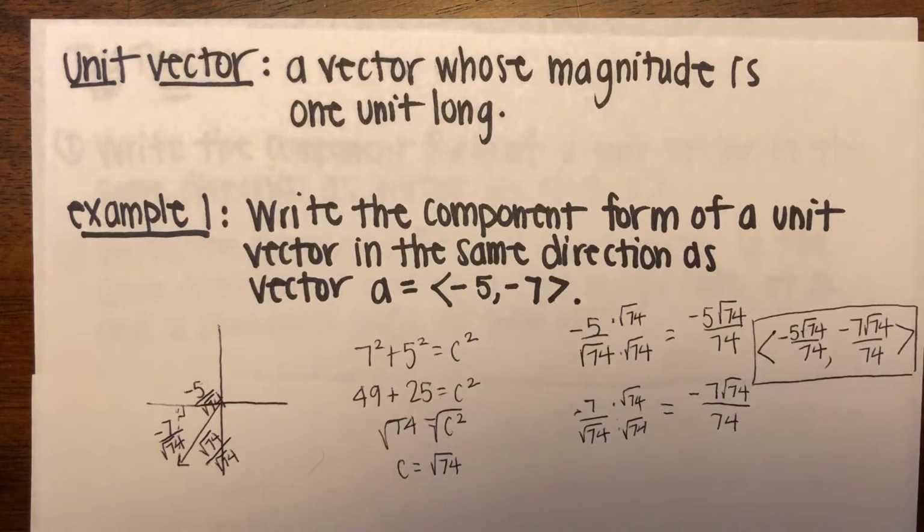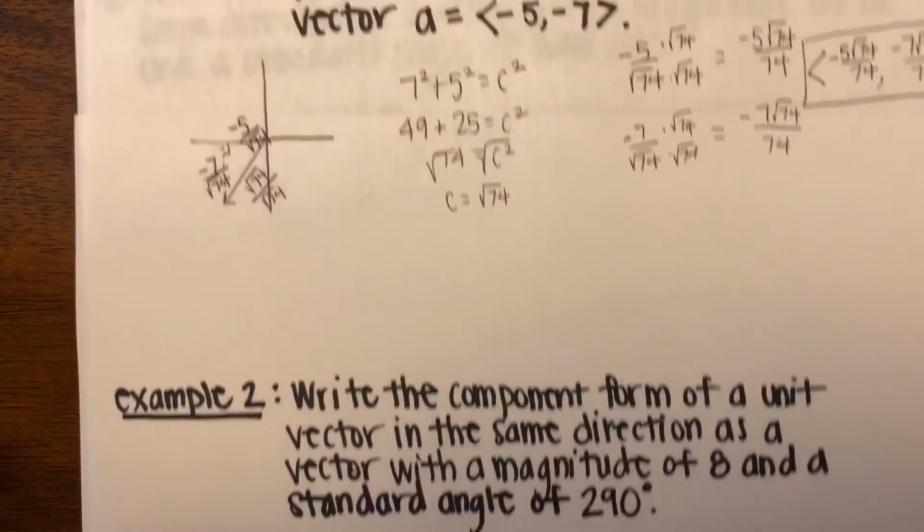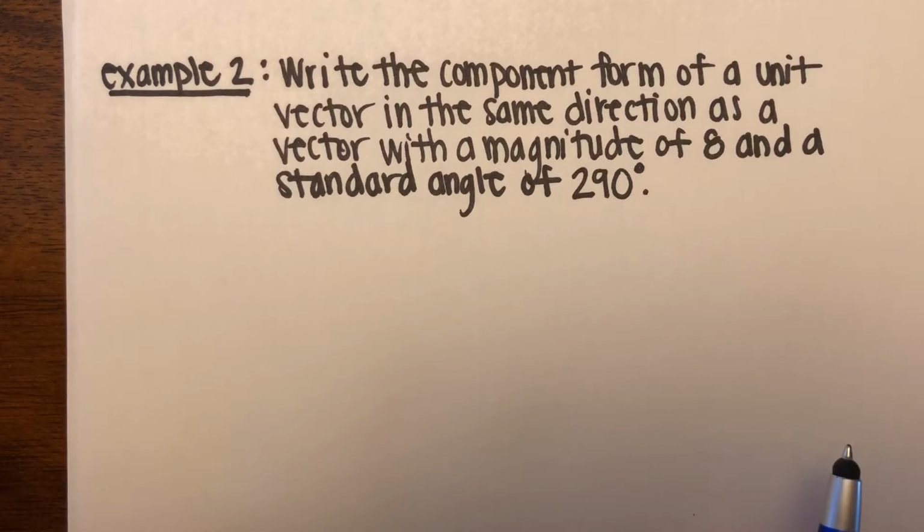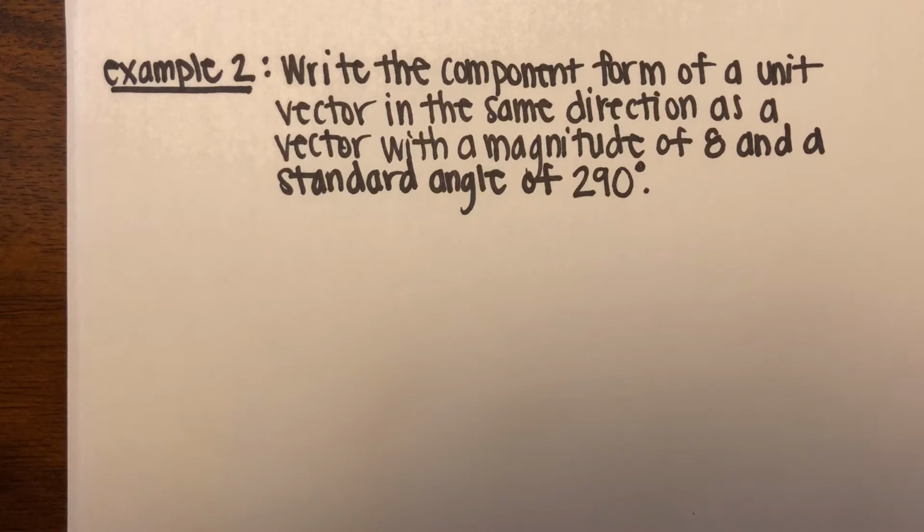But what if you're not given a vector in component form? Let's say, for example, in example number 2 here, let's say we wanted to find the component form of a unit vector in the same direction of a vector, but let's say that this vector now, instead of being given in component form, we just know the magnitude and the standard angle. The process is still the same, as we're still going to divide all three sides of the triangle by the magnitude or the hypotenuse of the vector. It's just going about finding the information about the triangle might be a little bit different.